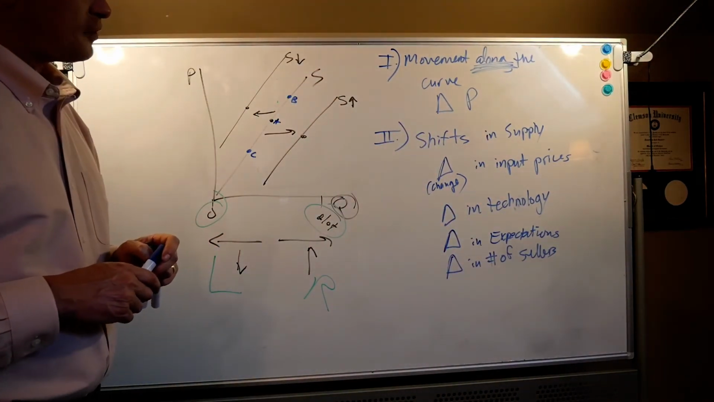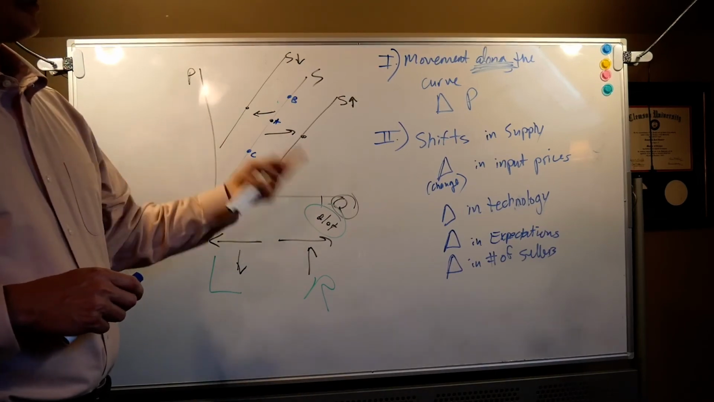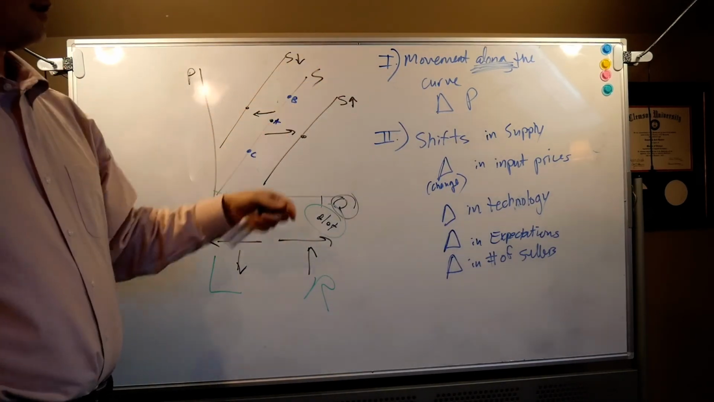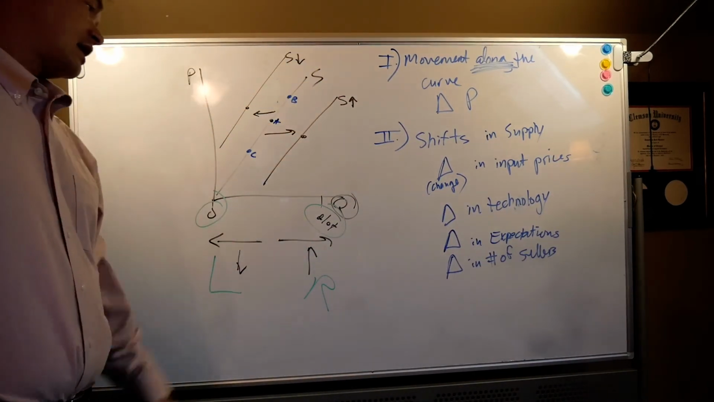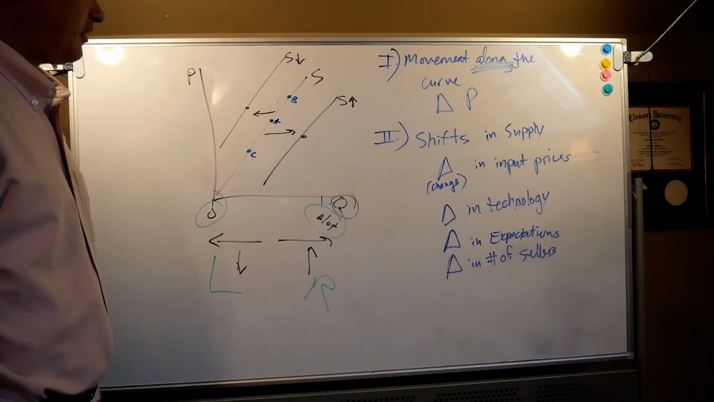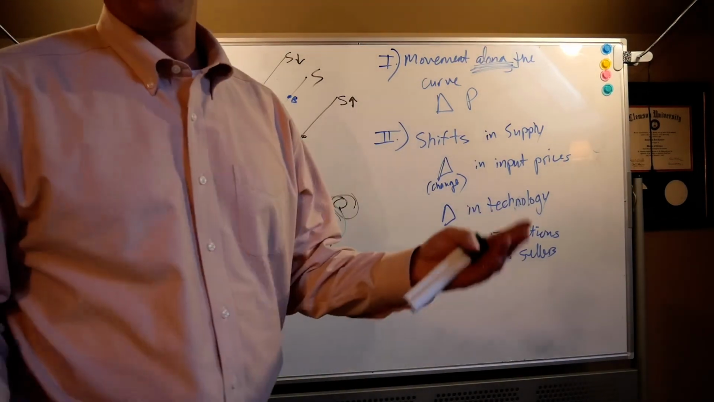Whew. So there's your shifts in the supply curve versus the movement along the curve, which is on the curve. The only thing that's changing there is price, but things like input prices, technology, expectations, and number of sellers can shift the supply curve. I think that's a good spot to stop this video, and we'll come back and we'll put these two crazy kids, supply and demand, on the same graph and see what happens.